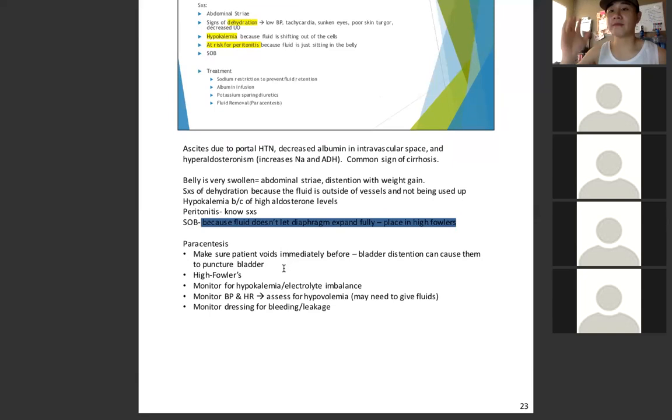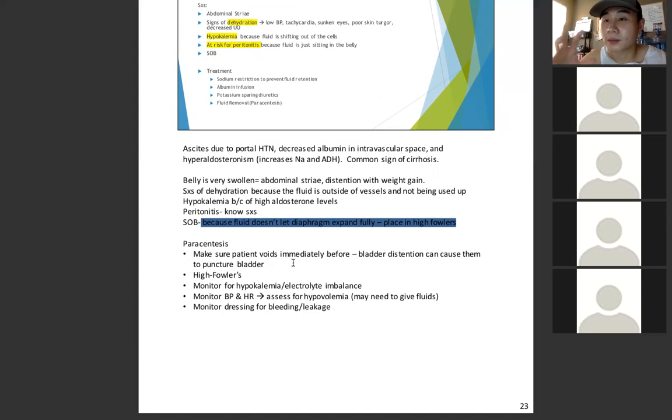Paracentesis is the process of fluid removal when the patient has a lot of ascites, a lot of fluid in the peritoneal area. So we make sure the patient voids immediately before. Bladder distension can cause them to puncture the bladder. So paracentesis is an important procedure that we need to know for this second exam. Please make sure that the patient voids before the procedure.